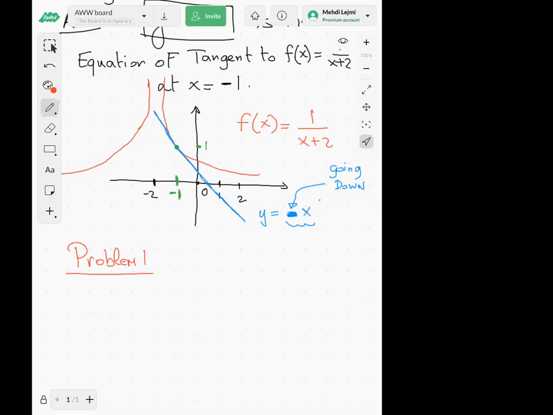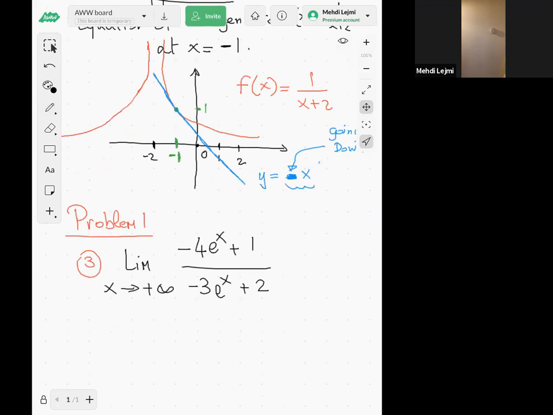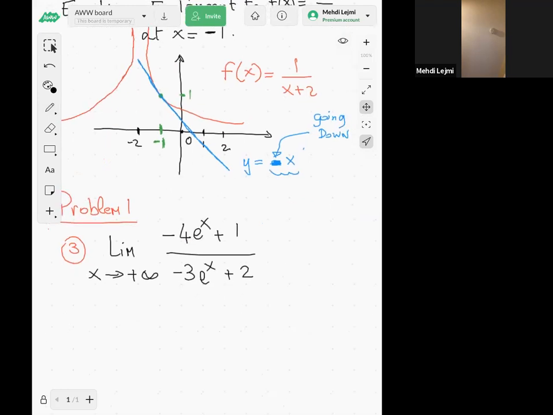So we have this limit: x going to positive infinity of minus 4 e to the x plus 1 over minus 3 e to the x plus 2. So guys, for the exponential, there are two rules that you need to know. The first rule is that exponential of positive infinity is positive infinity.